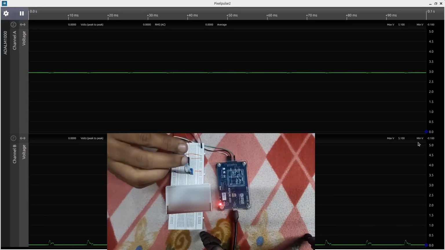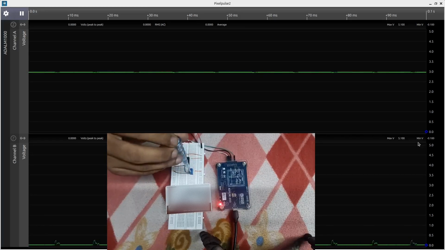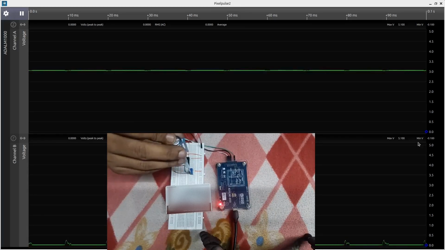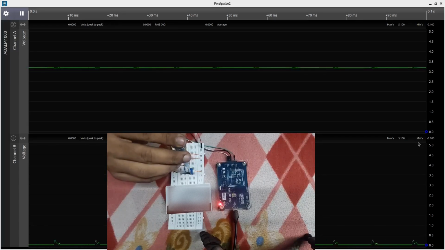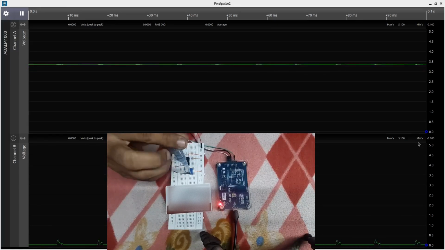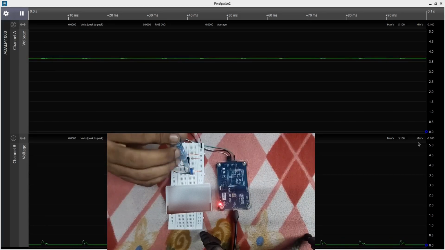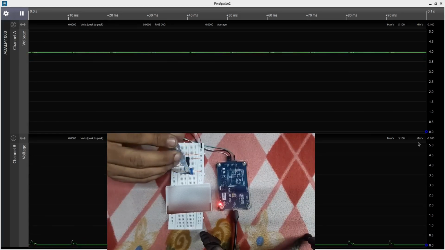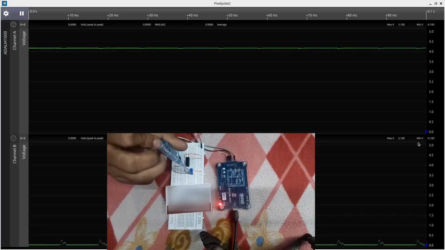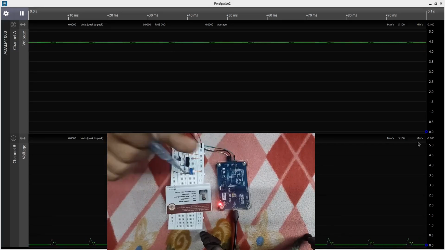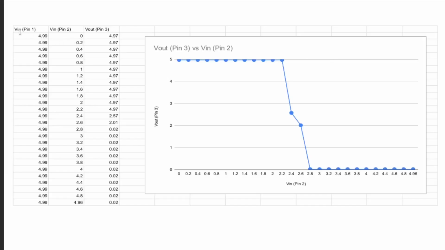Now close to 3 volt input, the output voltage abruptly changes to 0, which means logic 0 above a voltage of 3. So if we increase it up to 5 volt, the output at pin 3 is 0. We have taken the readings of the pin 1, 2, and 3 voltages. We have noted all this and plotted the graph of pin 3 output versus pin 2 input. We can see here this region is the transition region.